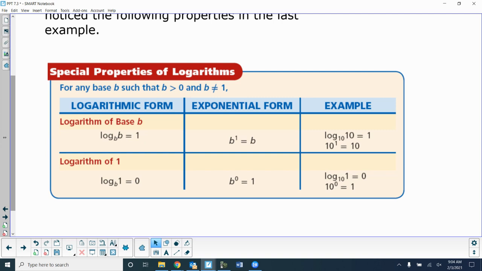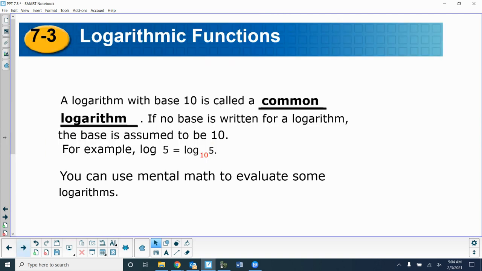Again, usually what I do is I rewrite it. If I have to solve a log problem, I write it exponentially and I can figure it out. If I have an exponential one and I'm trying to figure it out, I usually write it as a log and I can figure it out. It's going the other way. It usually makes it easier.